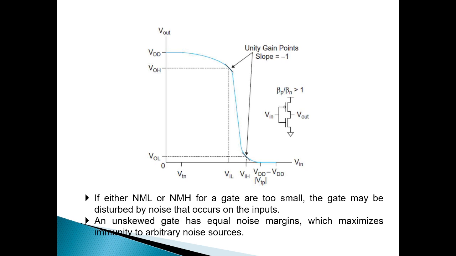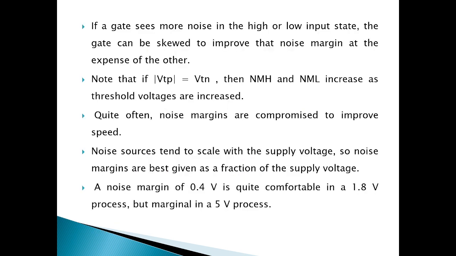If either NML or NMH for a gate is too small, the gate may be disturbed by noise that occurs on the inputs. An unskewed gate has equal noise margins, which maximizes immunity to arbitrary noise sources. If a gate sees more noise in the high or low input state, the gate can be skewed. If we have more noise, then we can skew to improve one noise margin at the expense of the other. We also studied the beta ratio, where we discussed skewing. So if the noise is high, then we can skew.